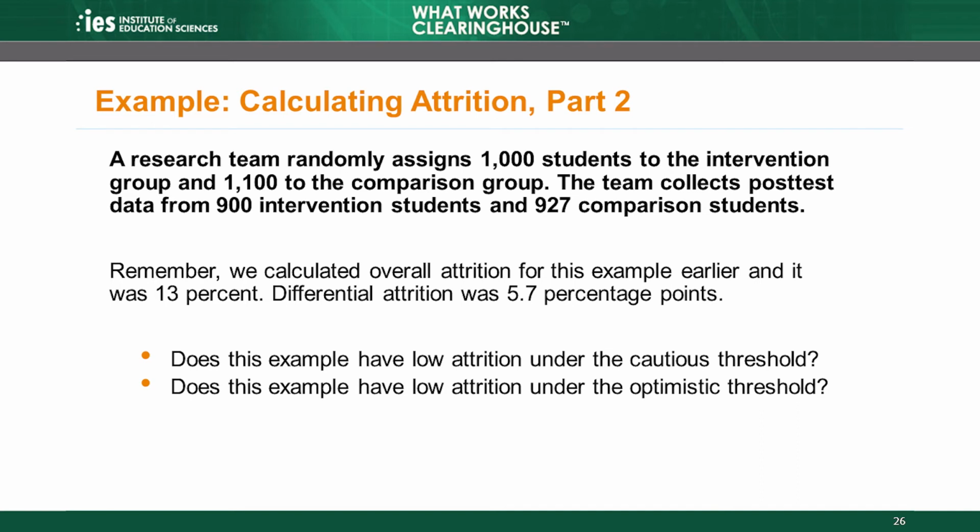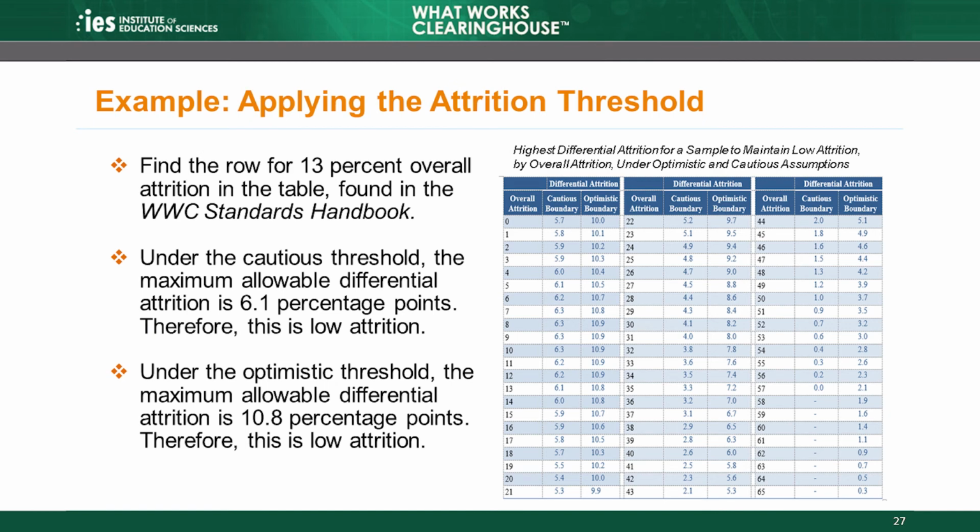Circling back to the example we discussed earlier, we know that overall attrition was 13% and differential attrition was 5.7 percentage points. How do we determine whether this particular combination is considered low attrition under the cautious threshold and whether it is low attrition under the optimistic threshold? Let's consult the WWC Standards Handbook to find out. This is a portion of a table in the handbook. In a section on attrition in the handbook, a table lists overall attrition in the first column. The overall attrition from our example was 13%.